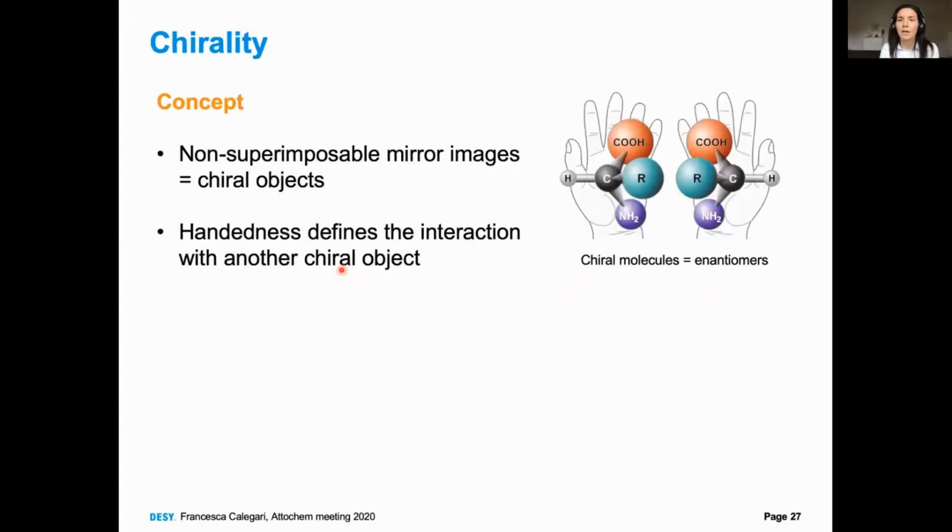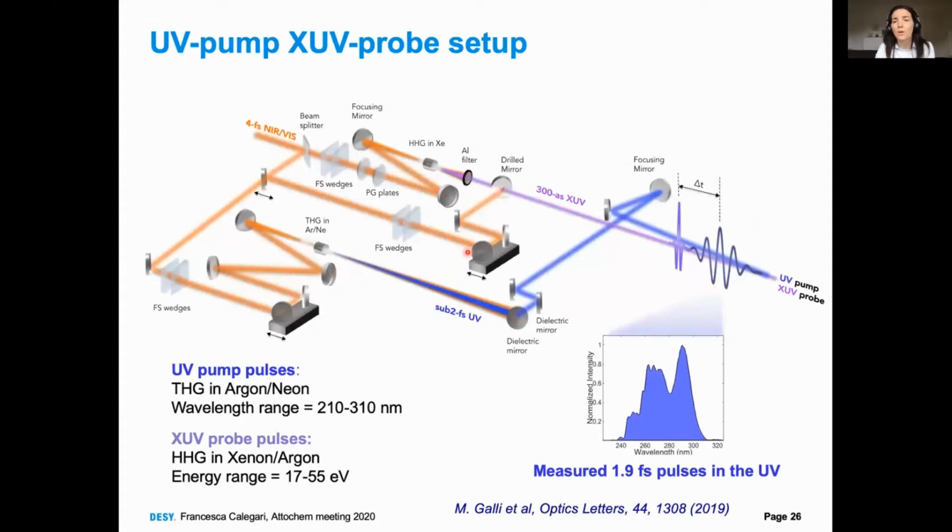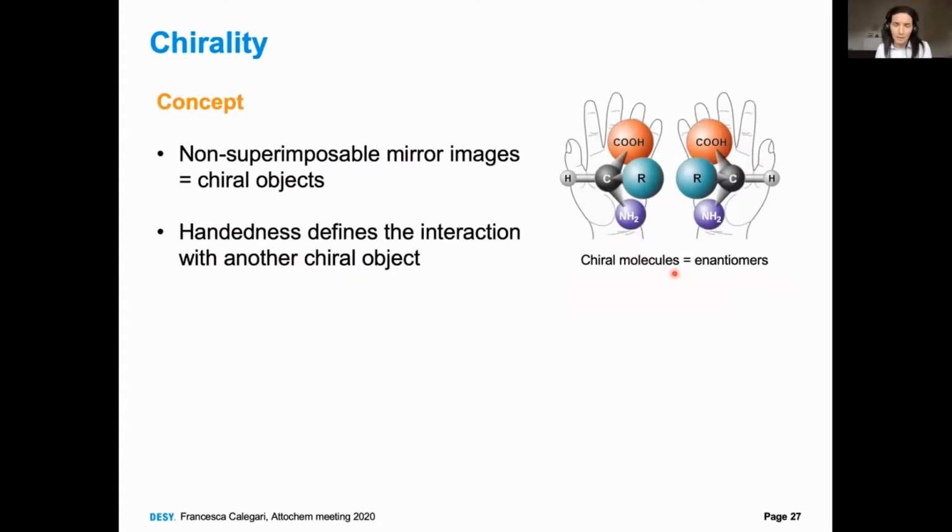In the case of chiral molecule, we were actually combining the UV pulses with the IR pulses. So we can also switch off the XUV generation, and we can combine the few femtosecond UV pulses with the few femtosecond IR pulses as well. So this is what we were exploiting for the experiment in the chiral molecules.